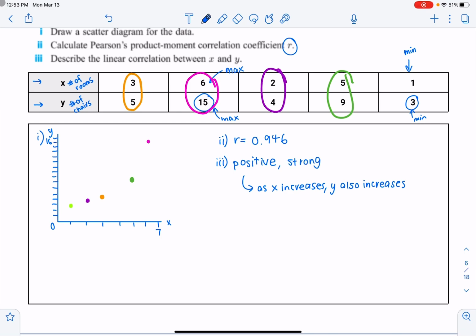And what that means is that there is, in fact, a relationship between the number of rooms and the number of chairs. It's not arbitrary. The more rooms you have, the more chairs you can expect to have in your home.